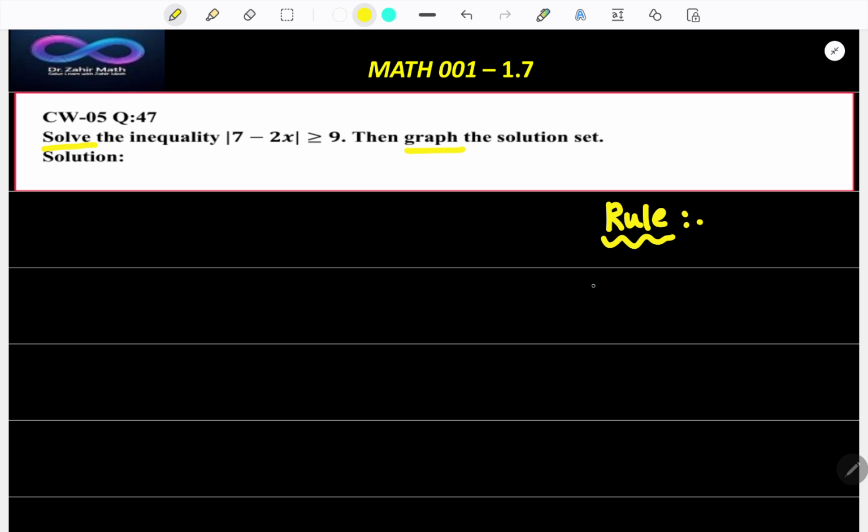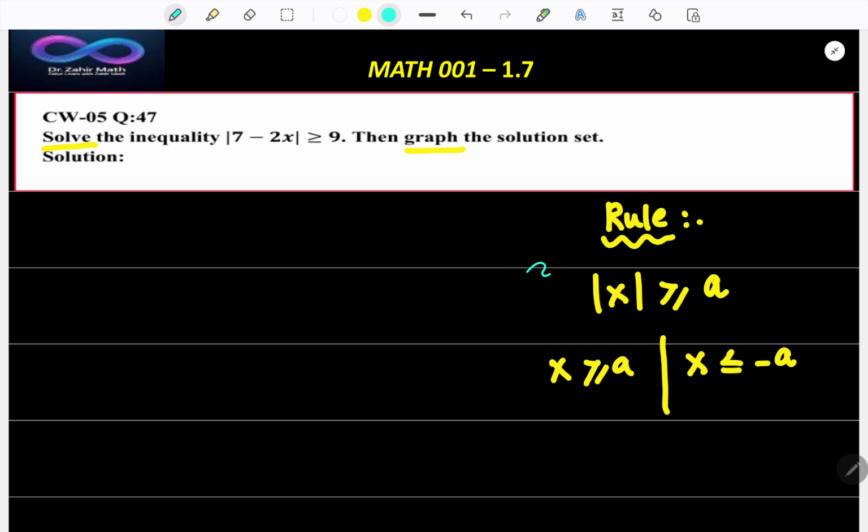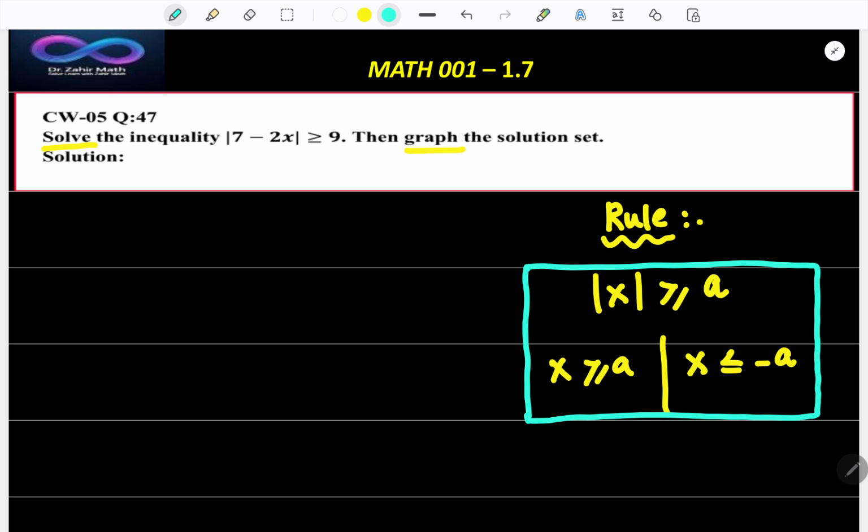What is the rule? If absolute value of x is more than or equal to a, for example, a is a number, okay? So 2 things you need to remember: x is more than or equal to a and x is less than or equal to minus a. This is the rule, keep it in your mind. We are going to write x more than or equal to a and x less than or equal to minus a. Let's go to the question. What is the question? Absolute value of 7 minus 2x more than or equal to 9. Same rule, more than, and a is 9.